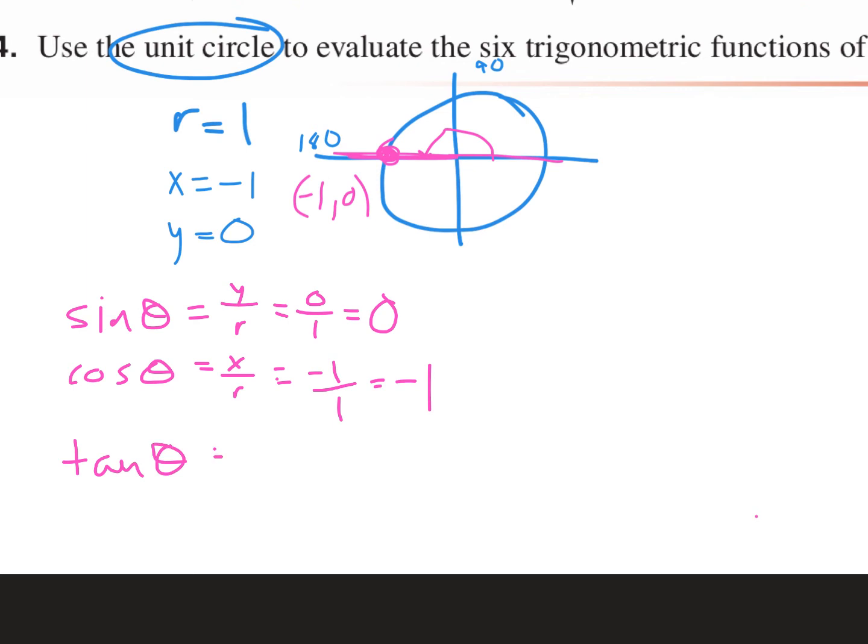Next, we have tangent. Tangent is what over what? Y over x. So y is 0 over x, which is negative 1. What does 0 over negative 1 simplify to? 0.